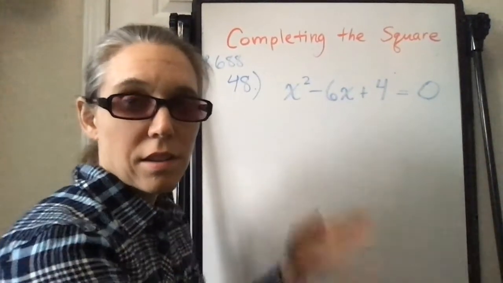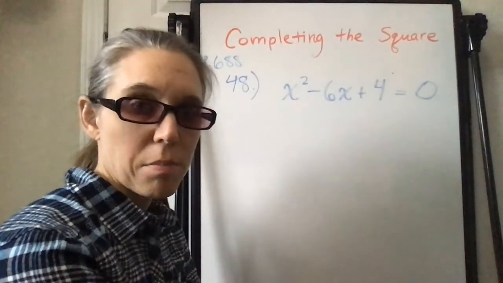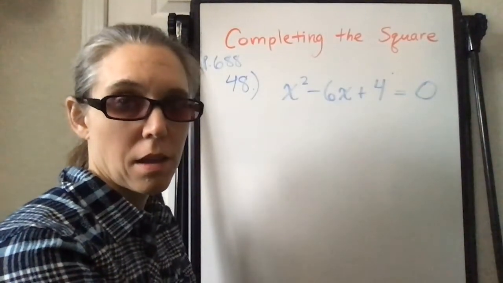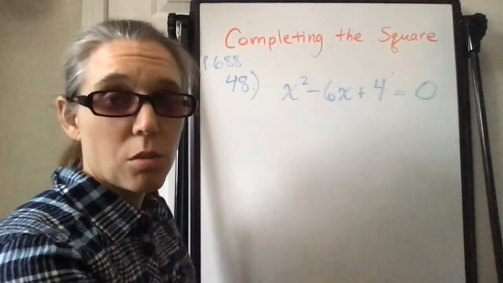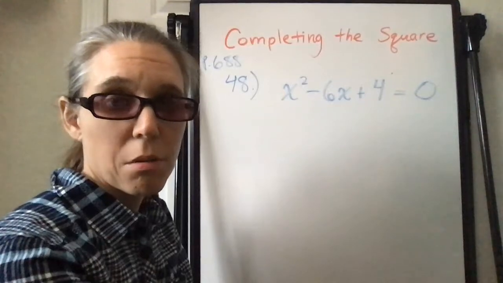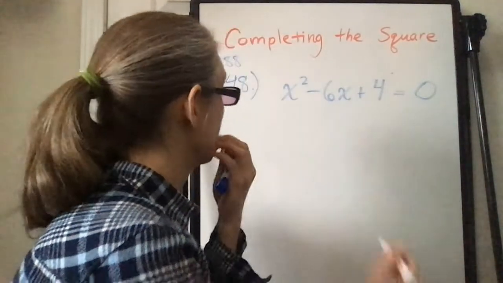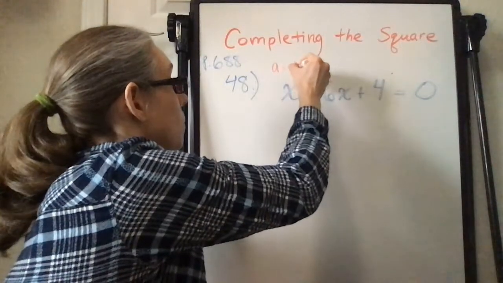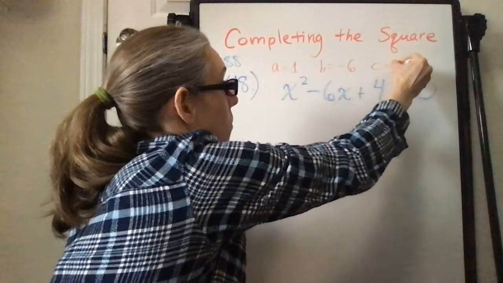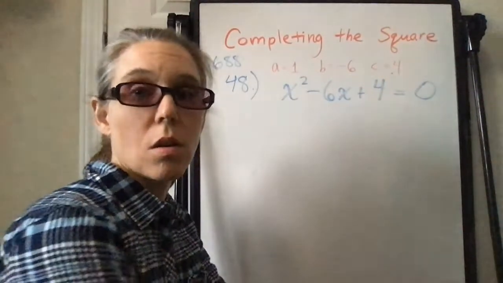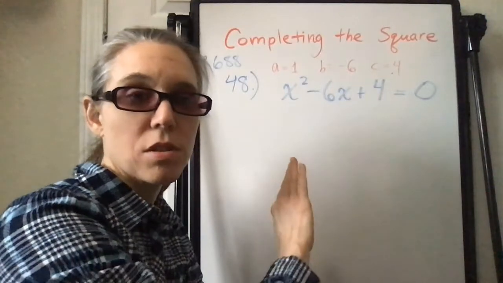Okay, so is this a perfect square? No, it's not. How do we make it a perfect square? There's actually a formula. So what you do is first you identify A, B, and C. Okay, so what you're going to do is you're going to take C and move it to the opposite side.